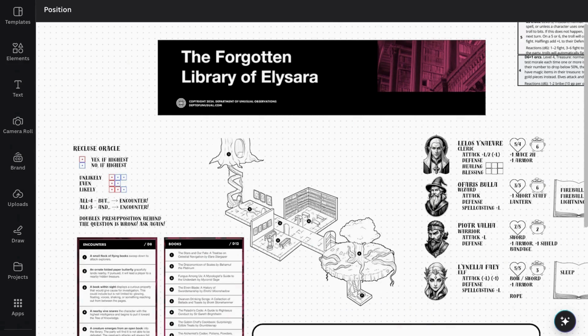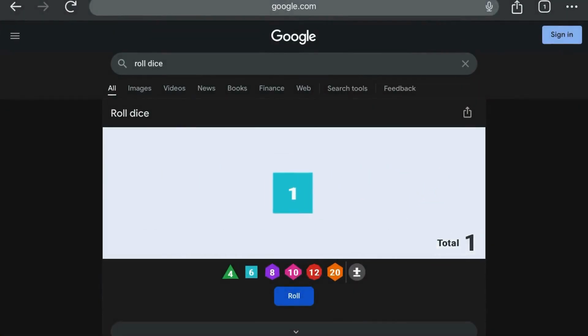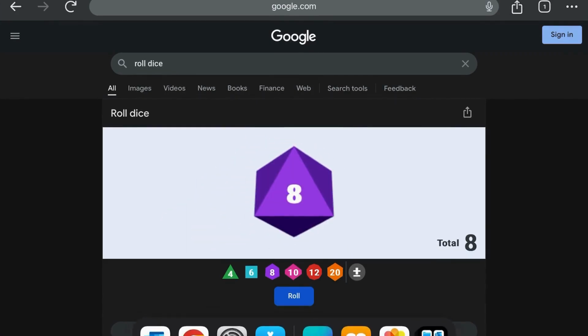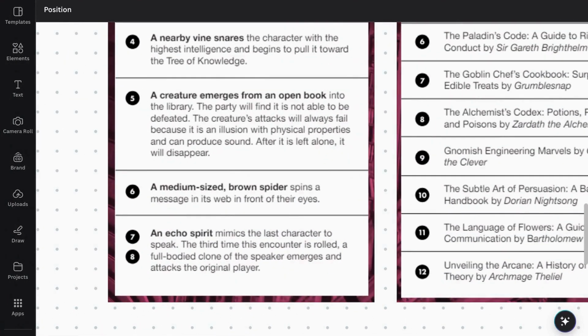Before we can move away, we have an unconscious Lelos, we have an unconscious Linella, we have Opharis and Piotr, and we will have an encounter before we can move on. Let's roll on this D8 table coming with the dungeon. It is an 8. What is 8? An echo spirit mimics the last character to speak. The third time this encounter is rolled, a full-bodied clone of the speaker emerges and attacks the original player. Okay, so we have to track it.